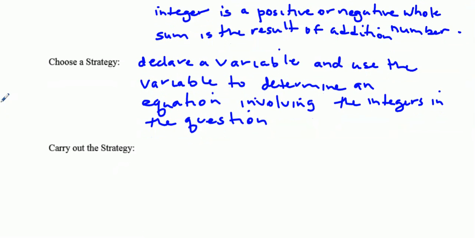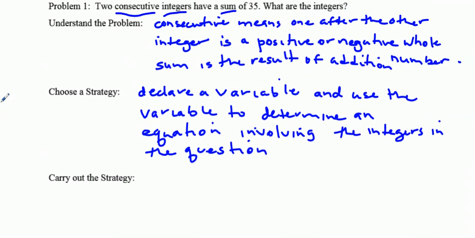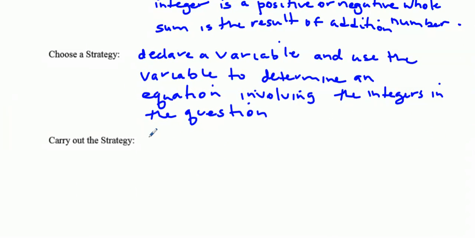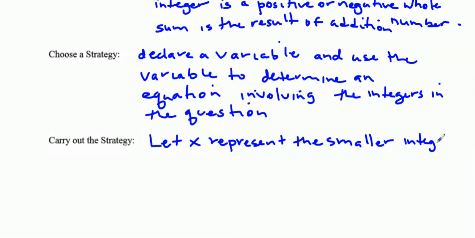So let's carry out the strategy. It says that two consecutive integers have a sum of 35. I think I should let x represent one of my integers. Now, I can't just say one of the integers. I need to be more specific. So I'm going to say let x represent the smaller integer. Now I'm just going to write an expression before I write my equation. The smaller integer, we can express that as x, right?